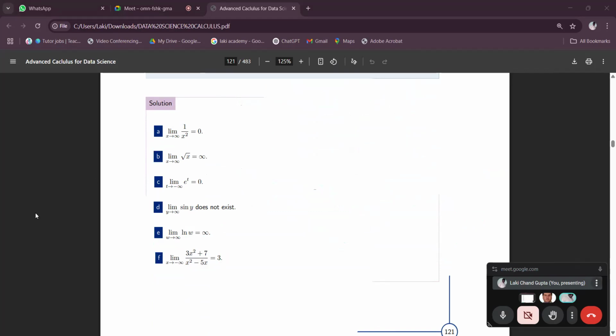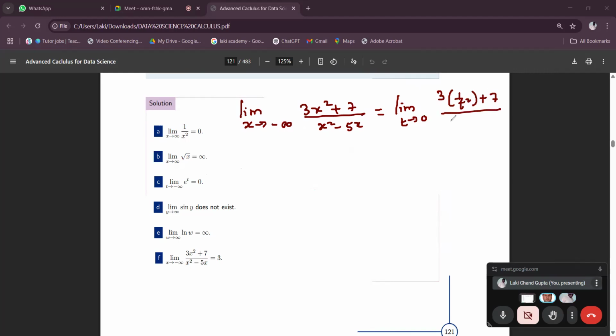Last time, when I was telling you how to find the limit at infinity, I told you one other method. Whenever x tends to infinity, always put t tends to 0 and put x as 1 upon t square. You remember? By this method you can also solve.